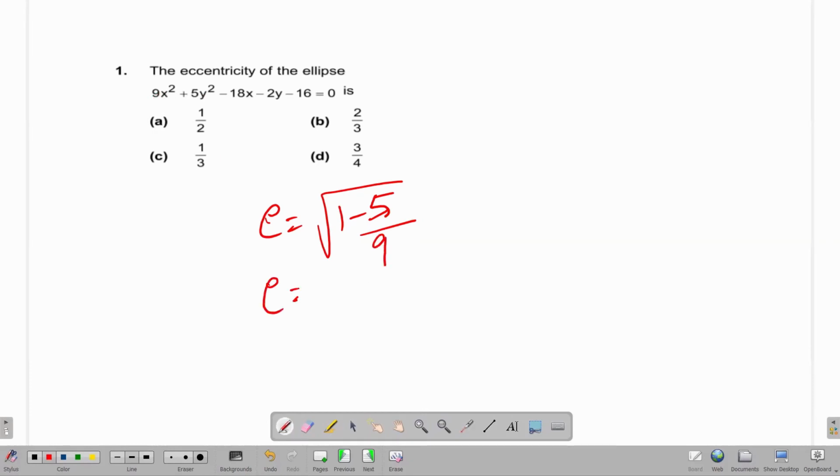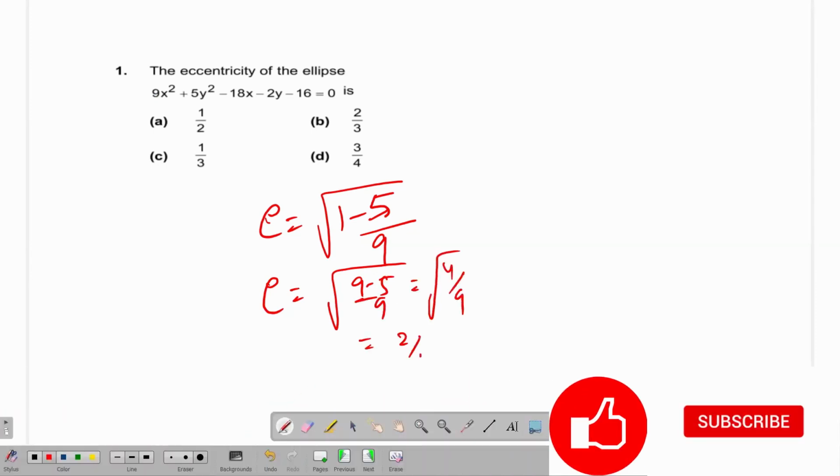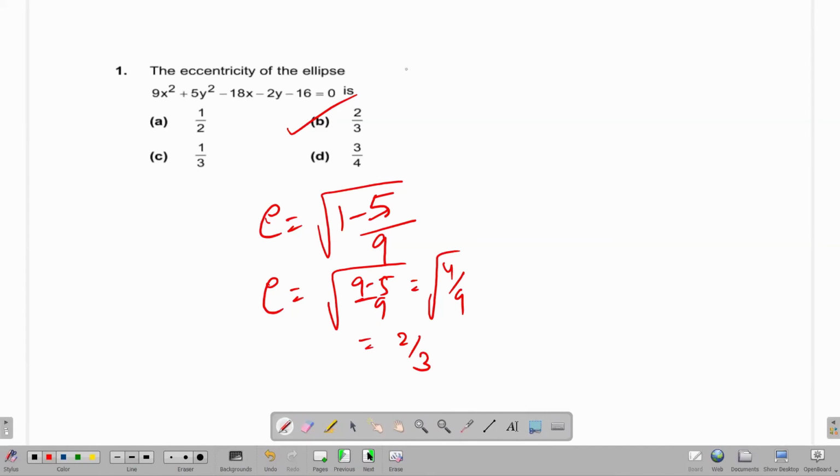So my eccentricity is here root of (9 minus 5) upon 9, that is root 4 by 9, that is 2 by 3. So here my answer is option B. The eccentricity of this ellipse is 2 by 3.